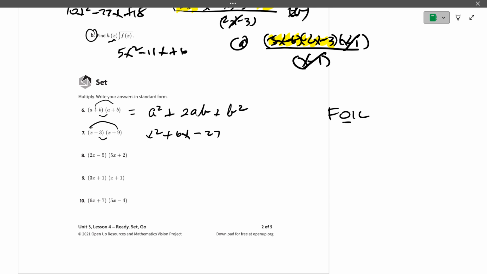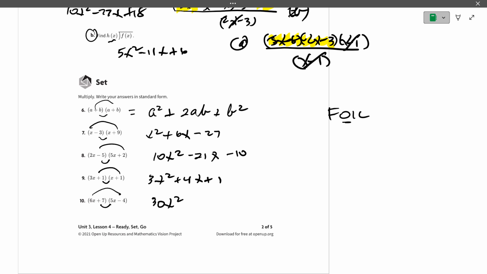2x times 5x on number 8 is 10x squared. Negative 25 plus 4, negative 21x. Negative 5 times 2 is negative 10. Number 9, 3x times x is 3x squared. Got a 1x and a 3x, which is a 4x. And then 1 times 1 is 1. And last, 6x times 5x is 30x squared. 35 minus 24 is what?